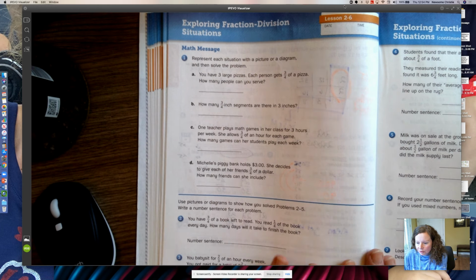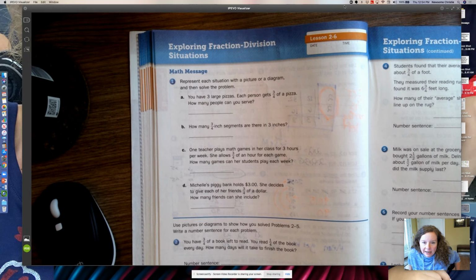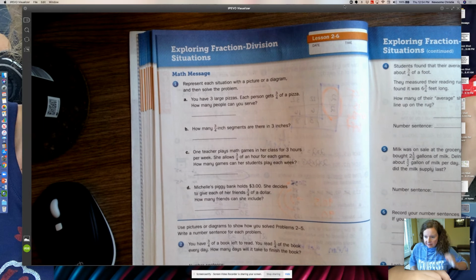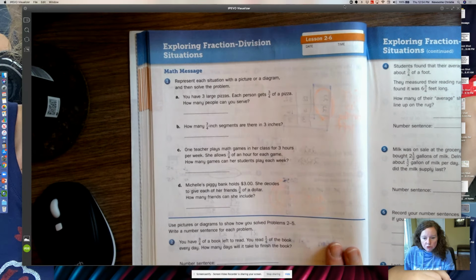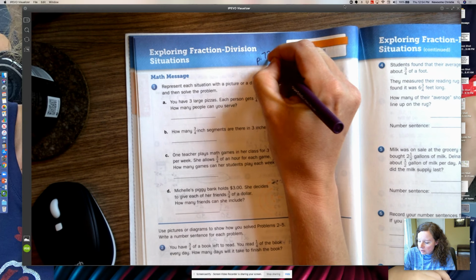So this week we are going to be tackling division with fractions. And we have about 3 or 4 days of lessons, however it works out here, that we are going to divide with fractions. So today, if you're looking in your math journal, we're going to start in our journal today. And I'm on page 72.